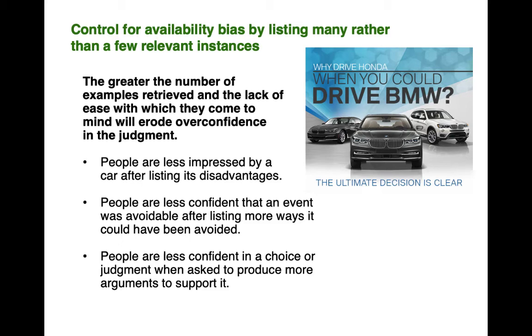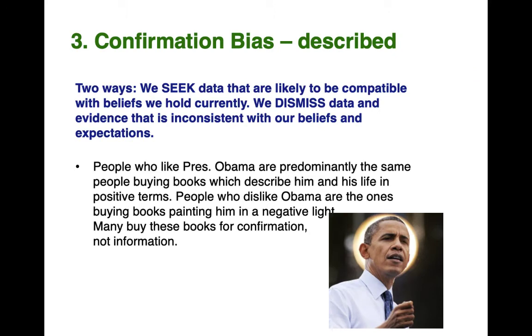People are less confident in a choice or judgment when asked to produce more arguments to support it. We seek data that are likely to be compatible with beliefs we hold currently. And we dismiss data and evidence that is inconsistent with our beliefs and expectations. People who like President Obama are predominantly the same people buying books which describe him and his life in positive terms. People who dislike Obama are the ones buying books painting him in a negative light. Many buy these books for confirmation, not information.